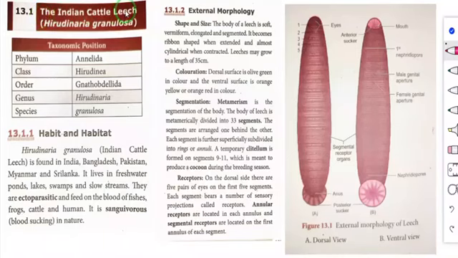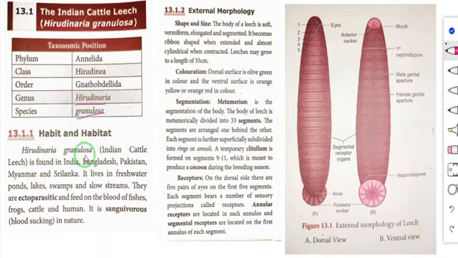The Indian cattle leech. The common name is Indian cattle leech and the scientific name is Hirudinaria granulosa. Taxonomic position of Hirudinaria granulosa: it belongs to the phylum Annelida, class Hirudinea, order Naphtobellida, genus Hirudinaria and the species granulosa. So the scientific name is Hirudinaria granulosa.